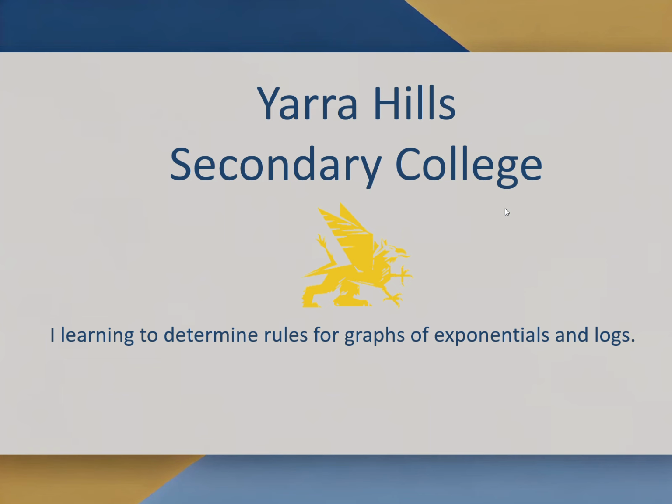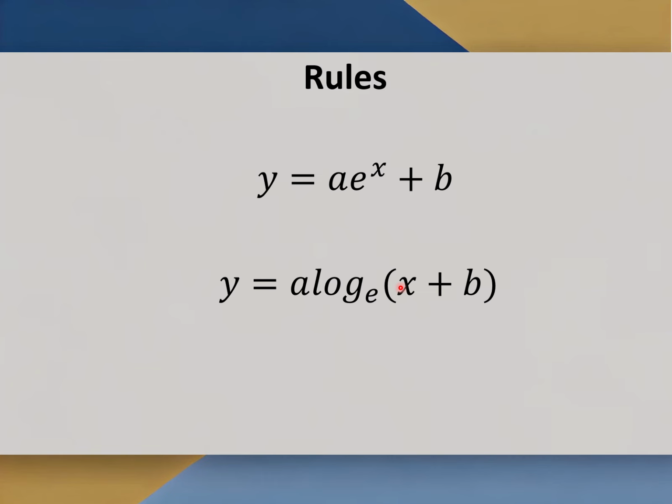Okay, so we are going to be working through 5F today. So 5F is all about determining the rules for graphs of exponentials and logs. So this is for Unit 3 and 4 Methods. So these are a couple of the basic rules that we are going to be looking at. y is equal to a e to the power of x plus b, and y is equal to a log base e x plus b.